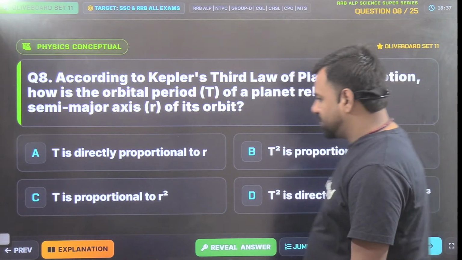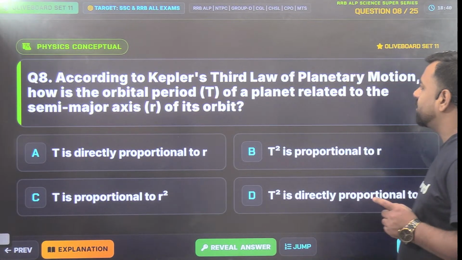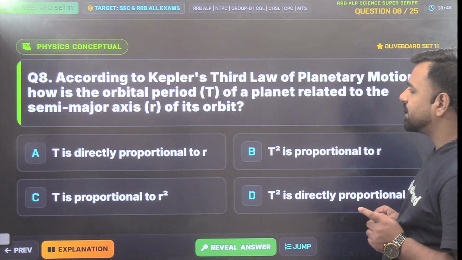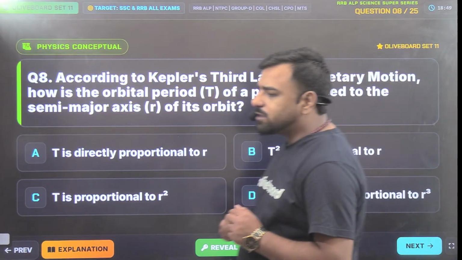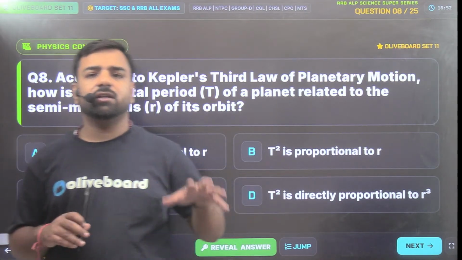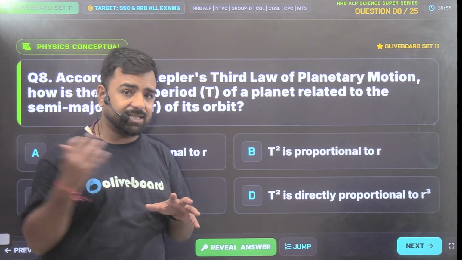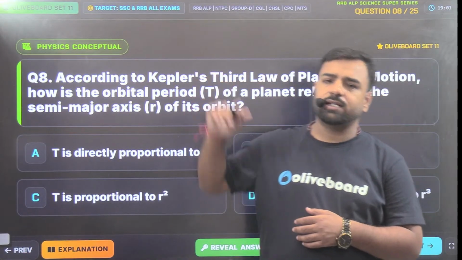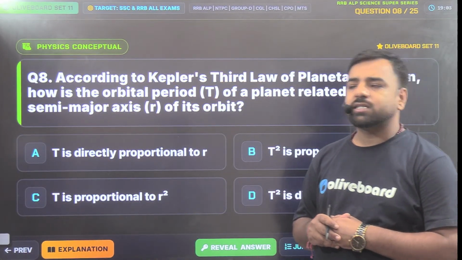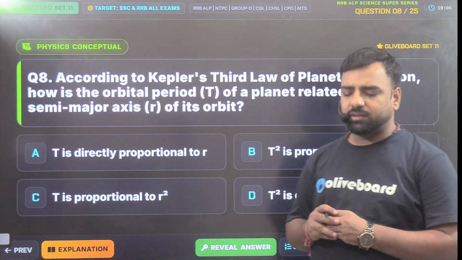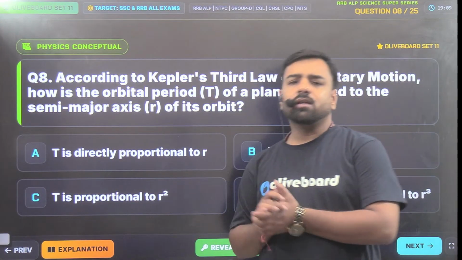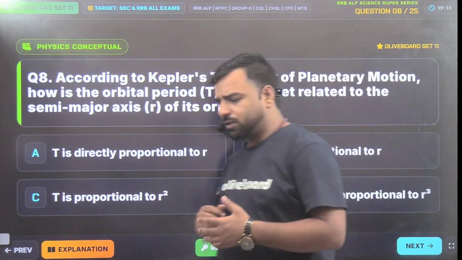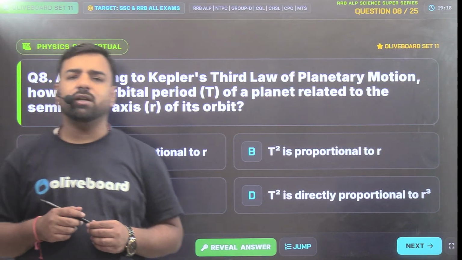Next. So what is the question? According to Kepler's third law of planetary motion, how is the orbital period of a planet related to the semi-major axis of its orbit? Guys, the first law states that all the planets revolve around the Sun in an elliptical path, and the Sun is present at one of its foci. That's the first law. The second law is the law of areas, which explains that the area swept by the planet is the same for all, that is, it sweeps equal areas in equal intervals of time, right?